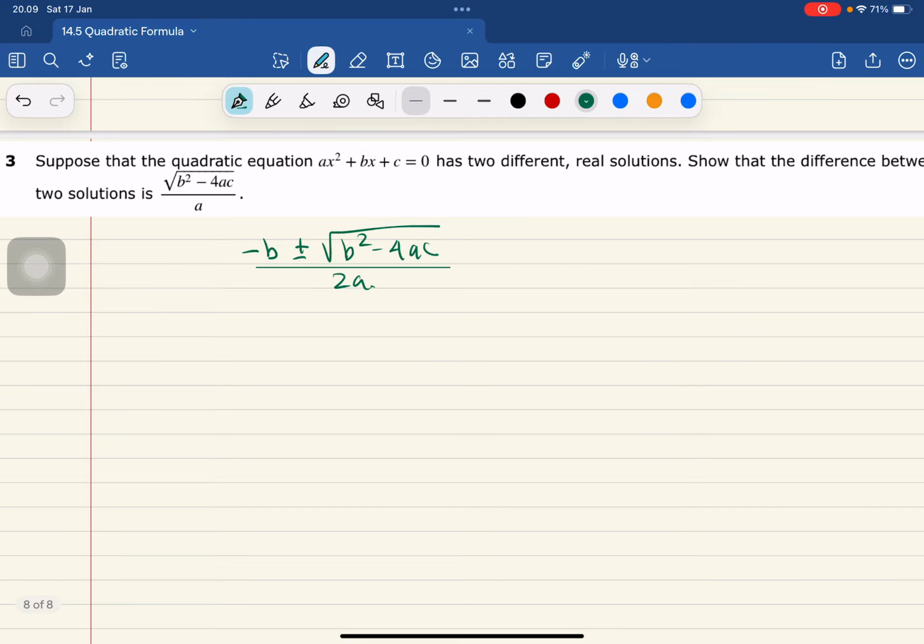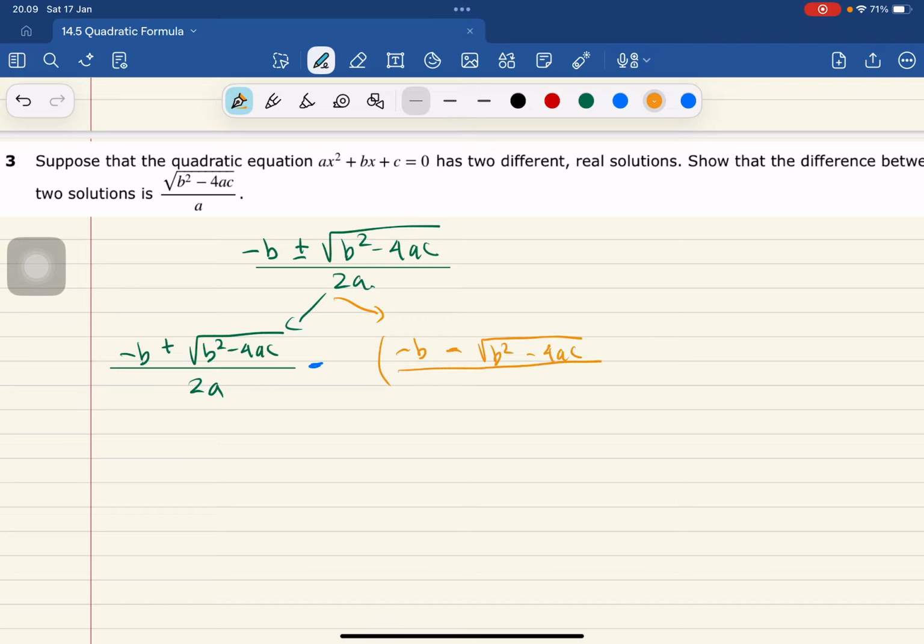Okay, so for the two solutions, the first is minus b, we will use the positive sign, and then square root of b squared minus 4ac, we divided by 2a. The difference means subtraction, so we will subtract the second solution, which is going to be minus b, we minus the square root of b squared minus 4ac, then we divided by 2a.